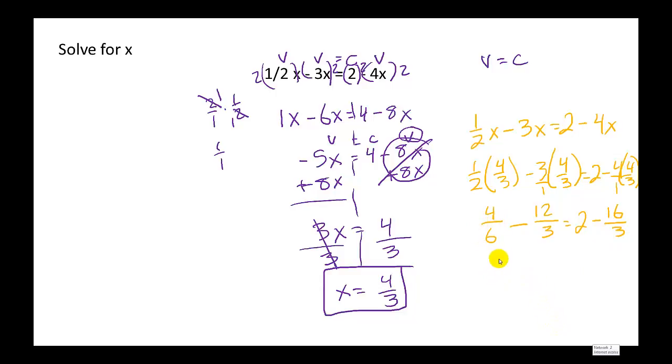Well, we have 4/3. We can simplify by 2's, which means we have 2/3. And then we're taking away 12 divided by 3 is 4, so that cleans up nice. It equals 2, and then we have 16 over 3. Nothing is going to work out with that. So what do we do now? Well, let's multiply all terms by our biggest denominator. In this case, both denominators are 3, so we're going to multiply all terms by 3.